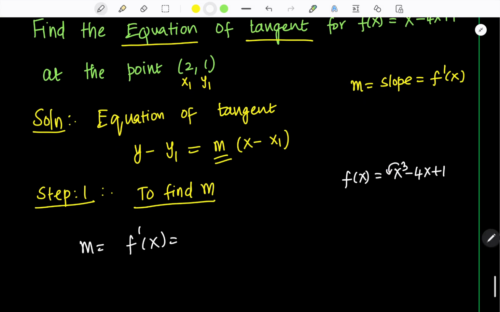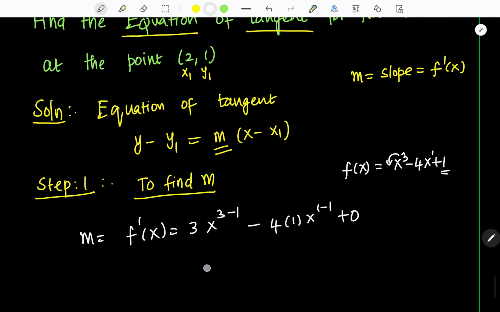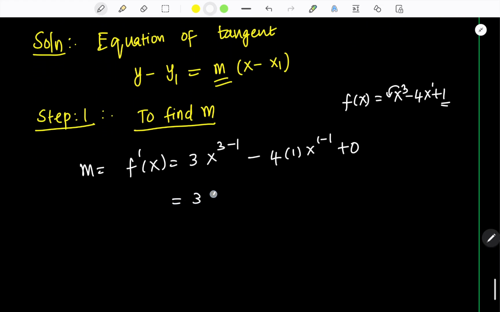So take the derivative of x cubed: 3x to the power of 3 minus 1. Here is 1, so 1 times x to the power of 1 minus 1, and 1 minus 1 is 0. So this is equal to 3x to the power of 2, minus 4 times x to the power of 0. And x to the power of 0 is 1. So 3x square minus 4. This is your f dash of x.